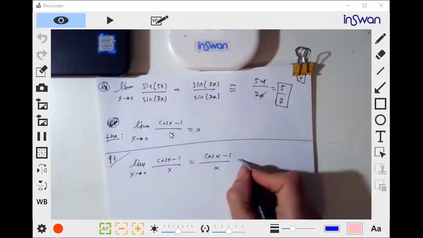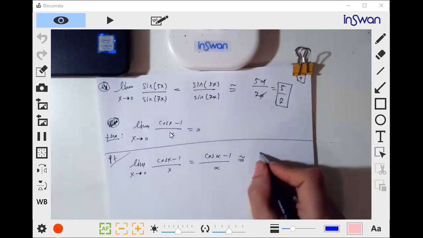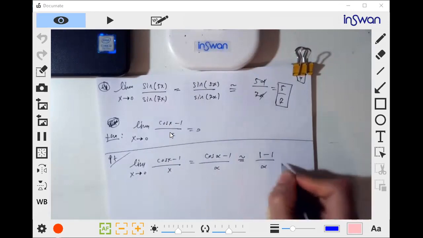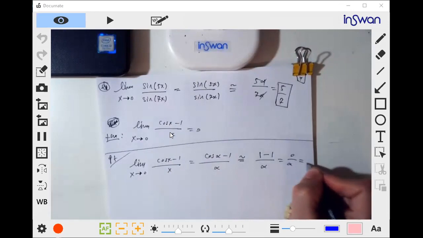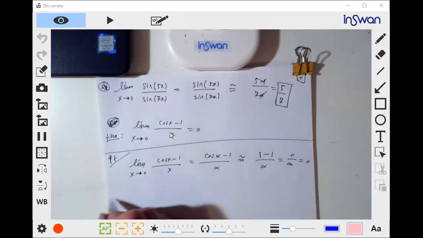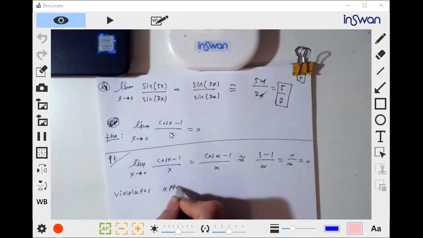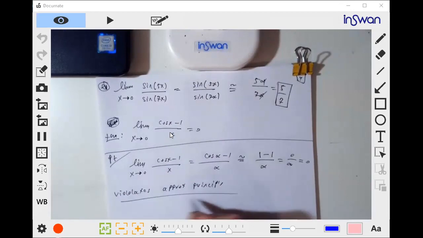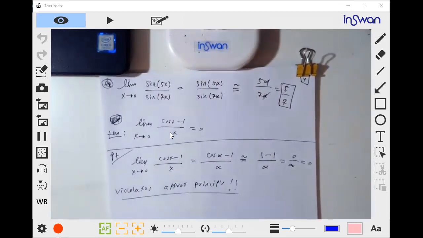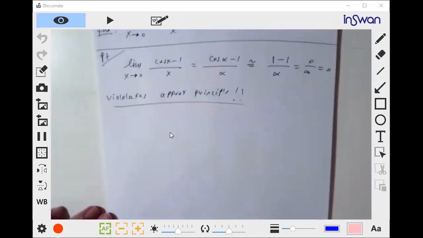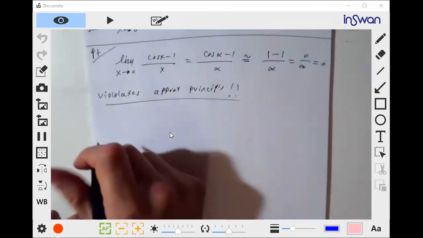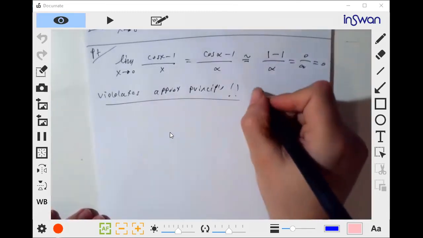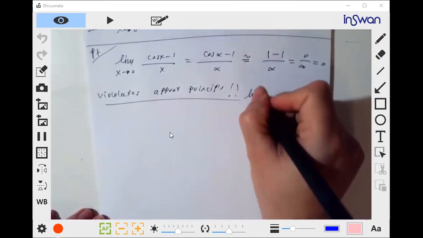But notice that by the approximation principle, cosine of alpha is basically cosine of 0, and that's just 1. So we get 1 minus 1 all over alpha, but then we get 0 over alpha, which equals 0. This violates the approximation principle. So we can't do that. We can do something that allows us to get away with this without violating the approximation principle.